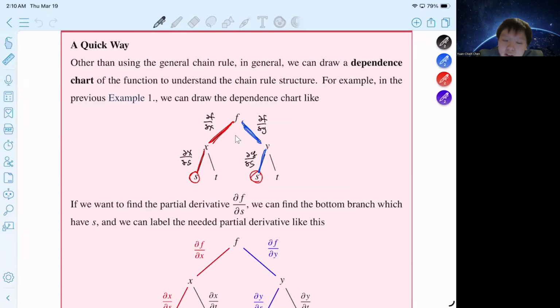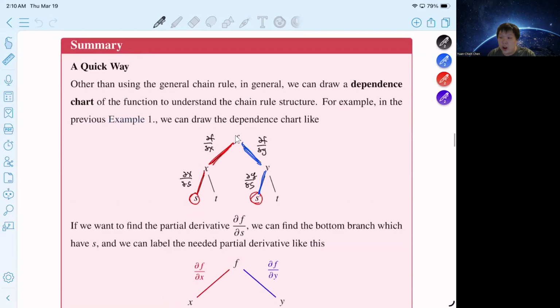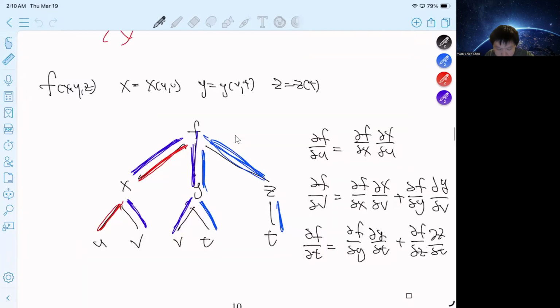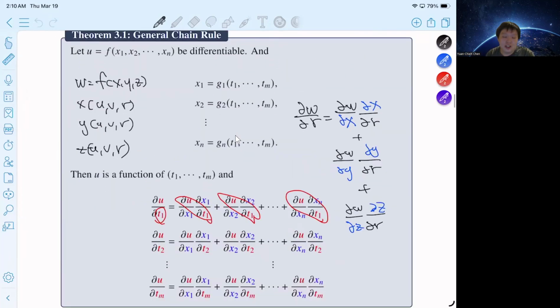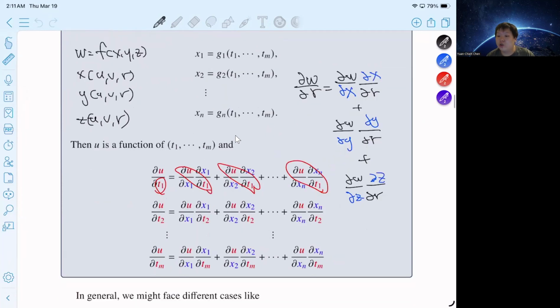Hello everyone. So this is an extra video about chain rule. Recall that we know how to do chain rule. This is the general chain rule. Basically, if your functions depend on so many variables, then you have to do those variables and do chain rule every time. So this is my general chain rule.